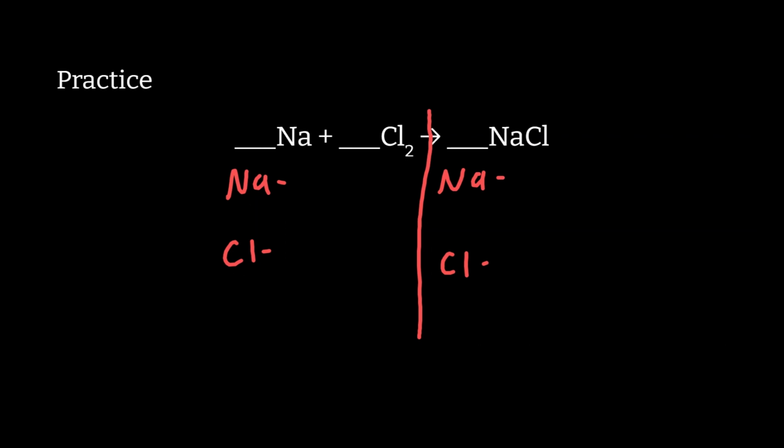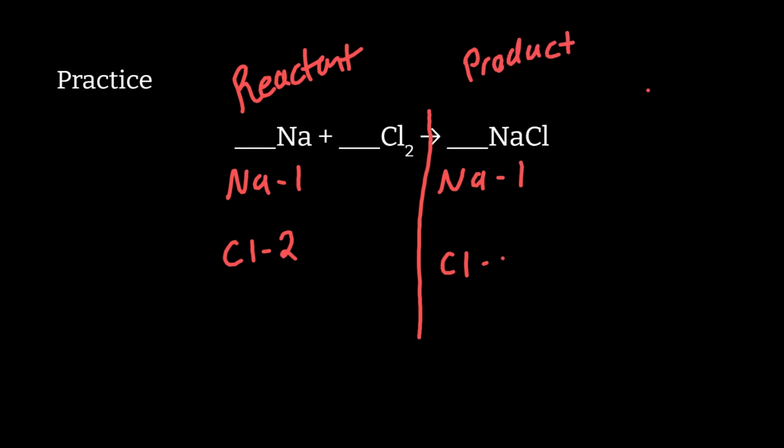So on the reactant side, we have 1 sodium and 2 chlorine atoms. On the product side, we have 1 sodium, 1 chlorine. And so what we may notice is that the chlorine atoms do not match up. I'm not able to randomly go from 2 chlorine atoms to 1 chlorine atom. And so this means that this is an unbalanced chemical equation and that we need to fix that in order to be in line with the law of conservation of mass.